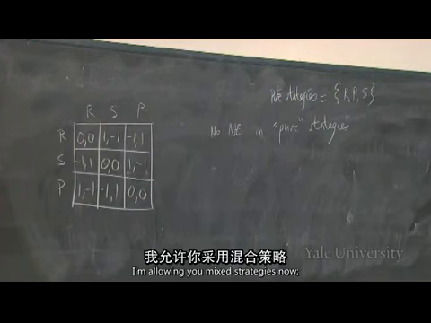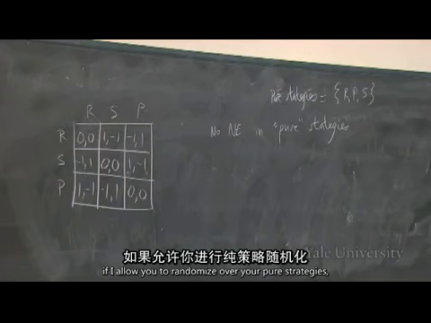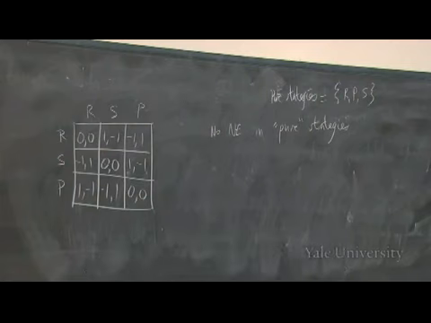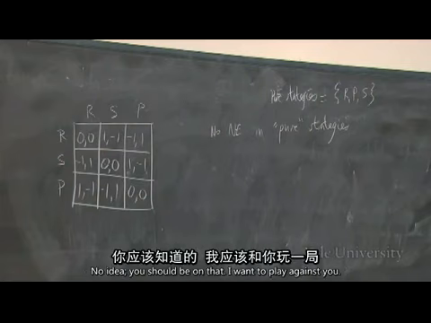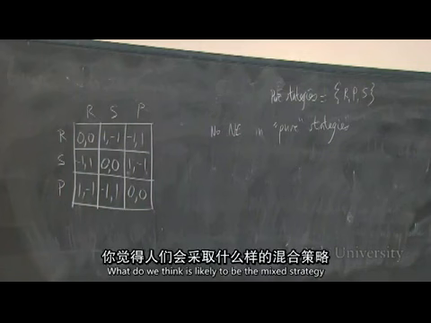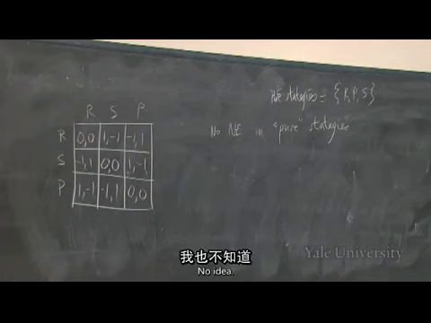So I'm allowing you mixed strategies now, so I'm allowing you to randomize. If I allow you to randomize over your pure strategies, I'm allowing you to play mixed strategies. What's the mixed strategy we think people are going to play here? No idea? You should be on that. Let's have someone else pick out. What do we think is likely to be the mixed strategy people are going to play in this game in equilibrium? No idea?